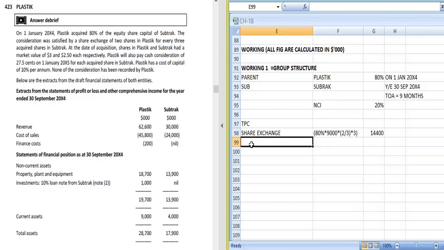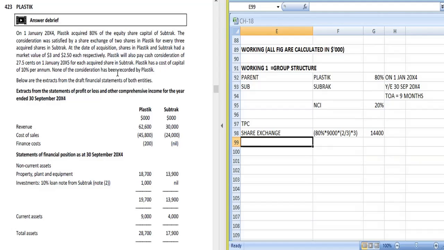So here, Plastic will also pay, read out the question, a cash consideration of 27.5 cents on 1st January 20x5 for each acquired share in the Subtract. I have also told in the previous video, when we studied F3, there are two types: the share consideration and cash consideration, and a mix of both. But in F7, you also have to study some more consideration, like deferred consideration and contingent consideration.